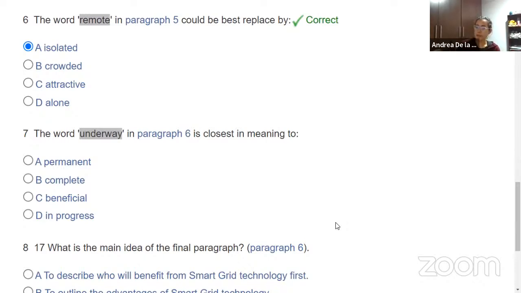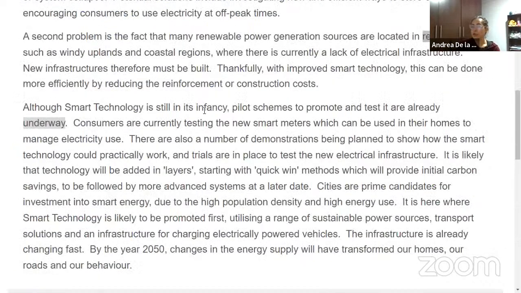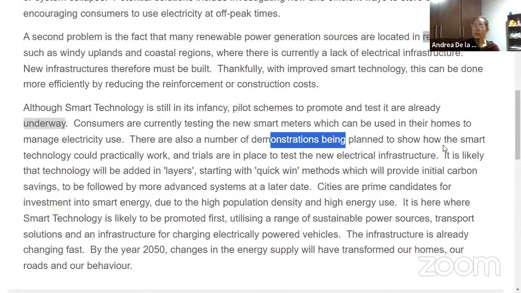Okay. So yes, underway means in progress. It's like on its way, right? Underway, halfway through, it's in progress, it's happening, but it's not complete. And it's not completely started. So it's something that has already been started in a way. And if we look at the context, they say, although smart technology is still in its infancy, pilot schemes to promote and test it are already underway. Consumers are currently testing the new smart meters, which can be used in their homes to manage electricity use. There are also a number of demonstrations being planned to show how the smart technology could practically work, and trials are in place to test the new electrical infrastructure.